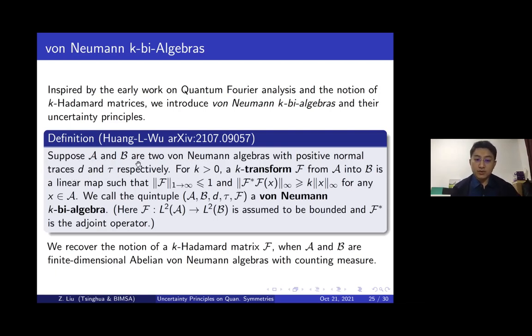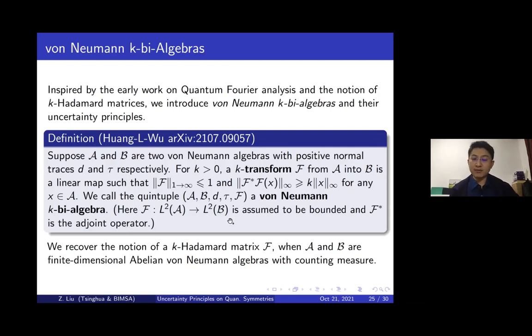And then we have 2 algebras here, A and B, and 2 traces as measures. And then we take a Fourier transform. Now it doesn't have to be the Fourier transform. We call it a K transform if the transformation satisfies the following 2 conditions. The first one is similar to the K-Hartmann condition. The second one is also similar. The norm of the inverse is f star times f. And we call this quintuple a fundamental K bi-algebra.